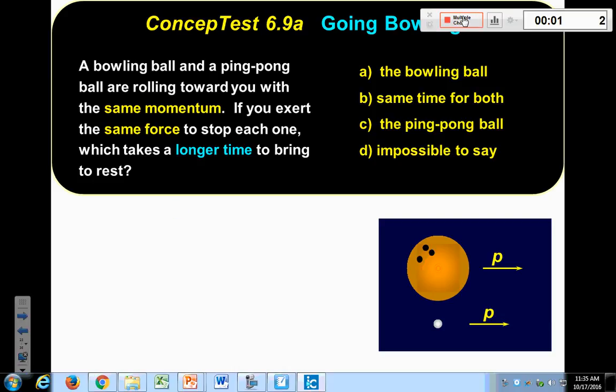A bowling ball and a ping pong ball are rolling towards you with the same momentum. You exert the same force to stop each one. Which takes a longer time to bring to rest? And I'm just going to remind you of the expression that we're dealing with, F equals delta P over delta T.